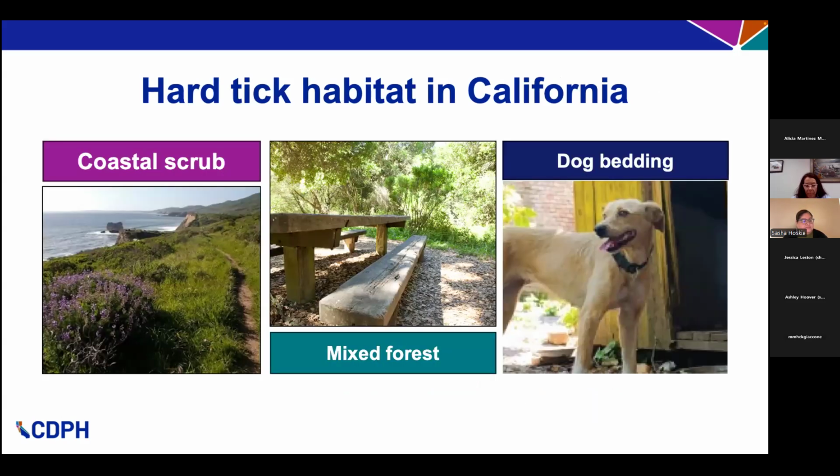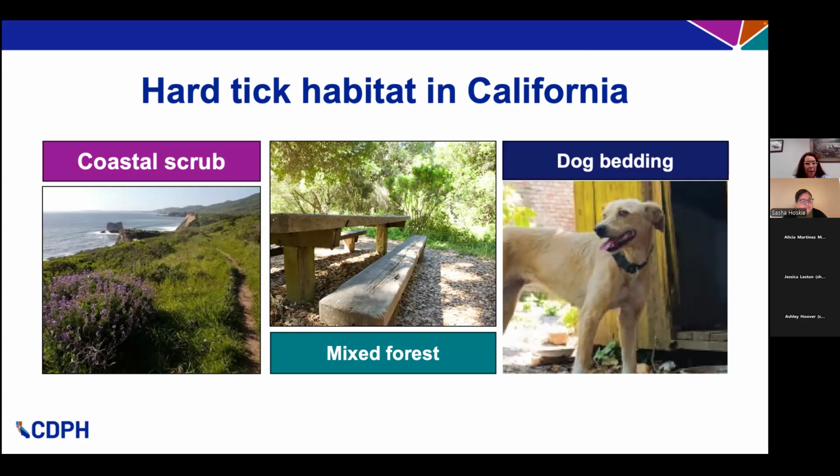And in general, ticks prefer cool, moist areas and can be found on wild grasses and low vegetation in both urban and rural areas. Some common habitats for hard ticks specifically include the coastal scrub you see on the left, the mixed forest in the middle, as well as there are certain species of hard ticks that are really well adapted to dogs and free-ranging in backyard dogs specifically.